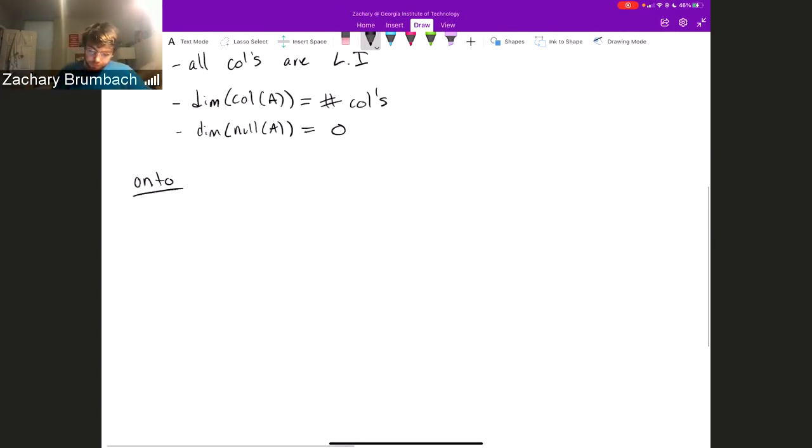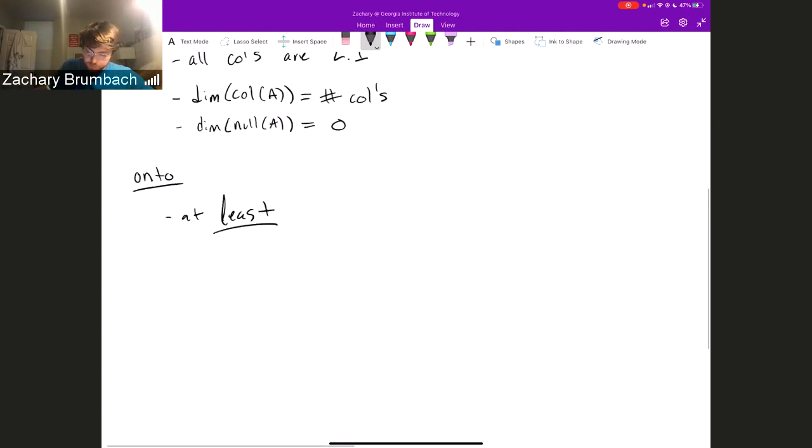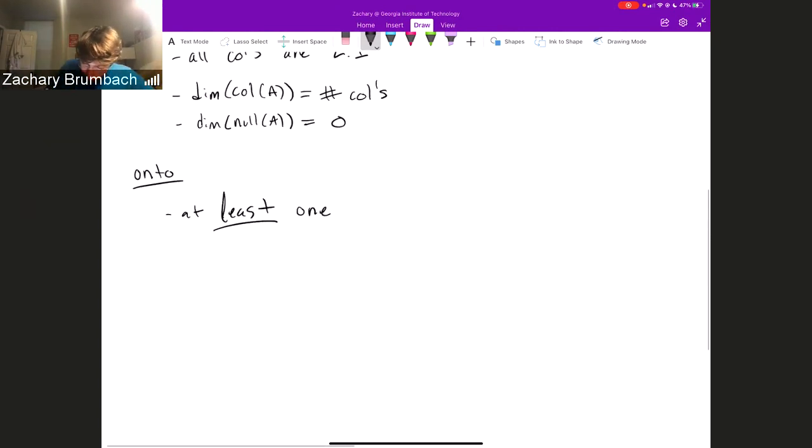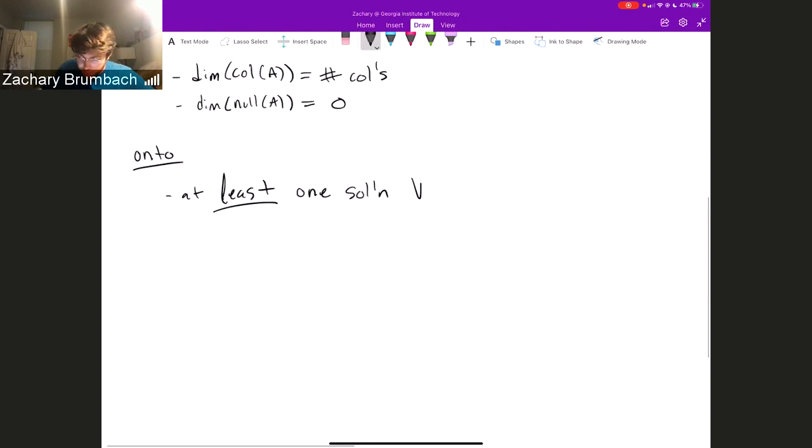So onto means you have at least one solution for all b. That also means range equals codomain.